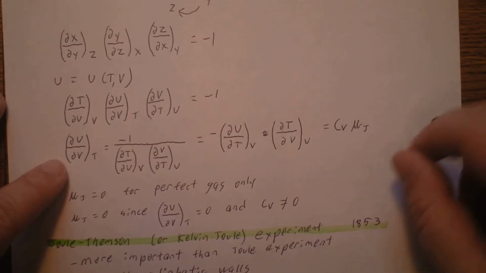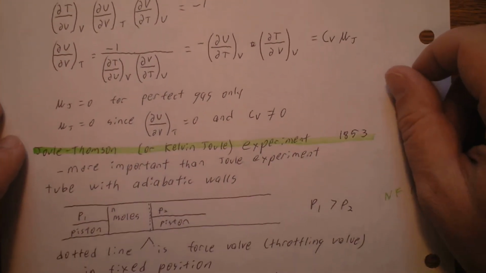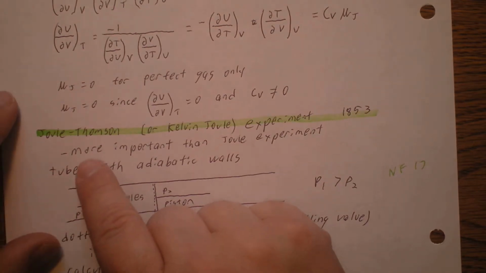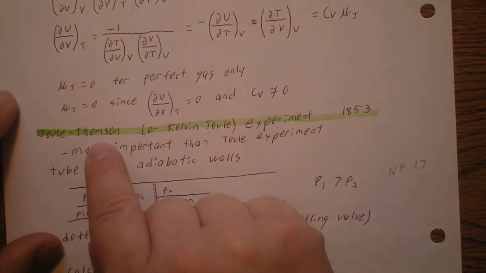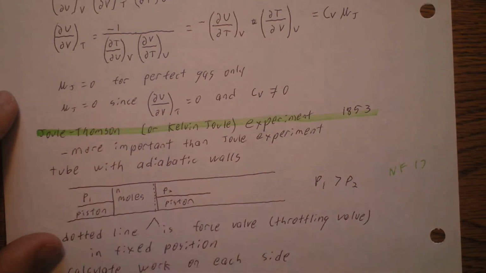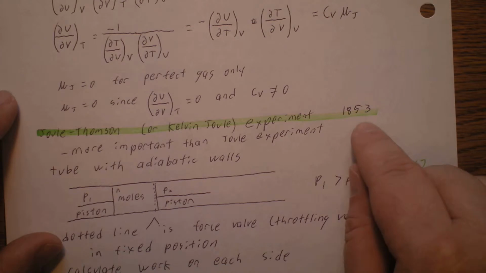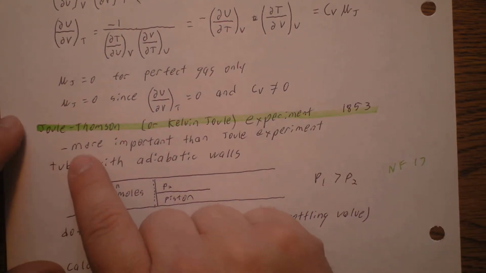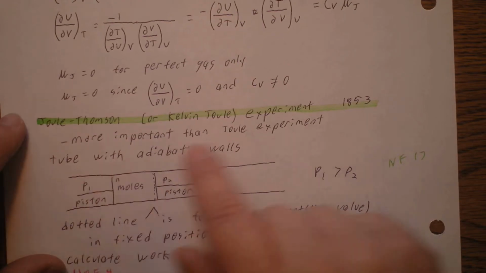Okay, so now let's talk about an updated version of the experiment. The Joule-Thomson experiment, or the Kelvin-Joule experiment. Remember, Lord Kelvin's real name was something Thomson. So this was also in 1853, so over 150 years ago. Now this one's more important than the Joule experiment.